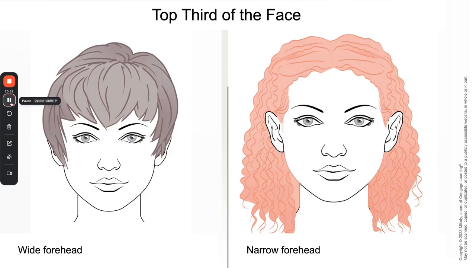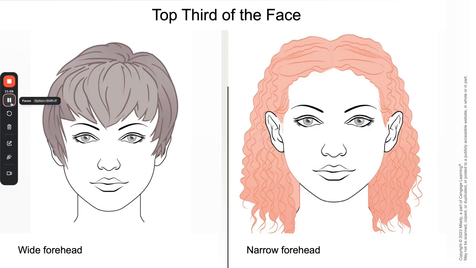So we've talked about breaking the face down into top third, middle third, lower third of the face. So we're going to now break down what goes on in these different areas of the face.